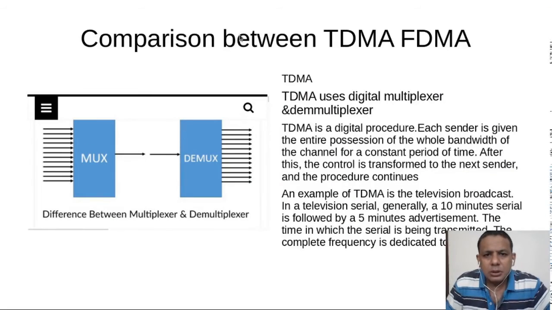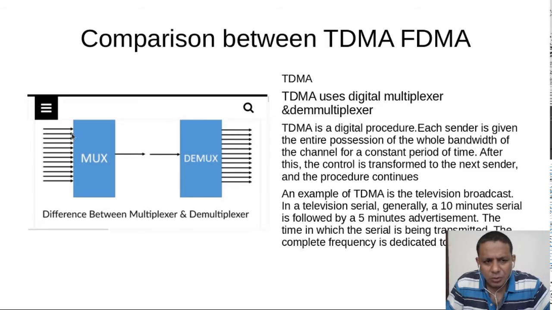Now we can see the comparison between TDMA and FDMA. TDMA means time division multiple access. TDMA is a digital technique, and actually we can think of a multiplexer and a demultiplexer.